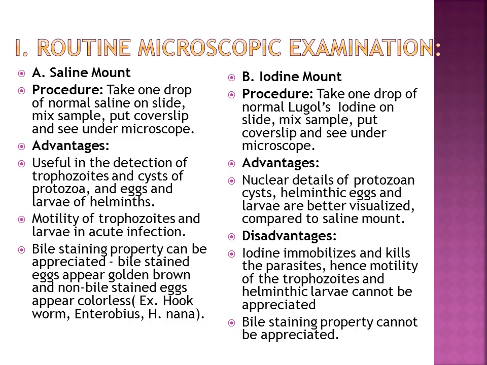Non-bile stained eggs examples are hookworm, Enterobius and H. nana, HEN. Then iodine mount, the procedure: take 1 drop of Lugol's iodine on a slide, mix stool sample, put a cover slip and see under the microscope. Advantages: the nuclear details of the protozoan cyst, helminth eggs and larvae are better visualized. Disadvantages: iodine immobilizes and kills the parasites, so motility of the trophozoites and helminth larvae is not appreciated, and bile staining property is not appreciated.